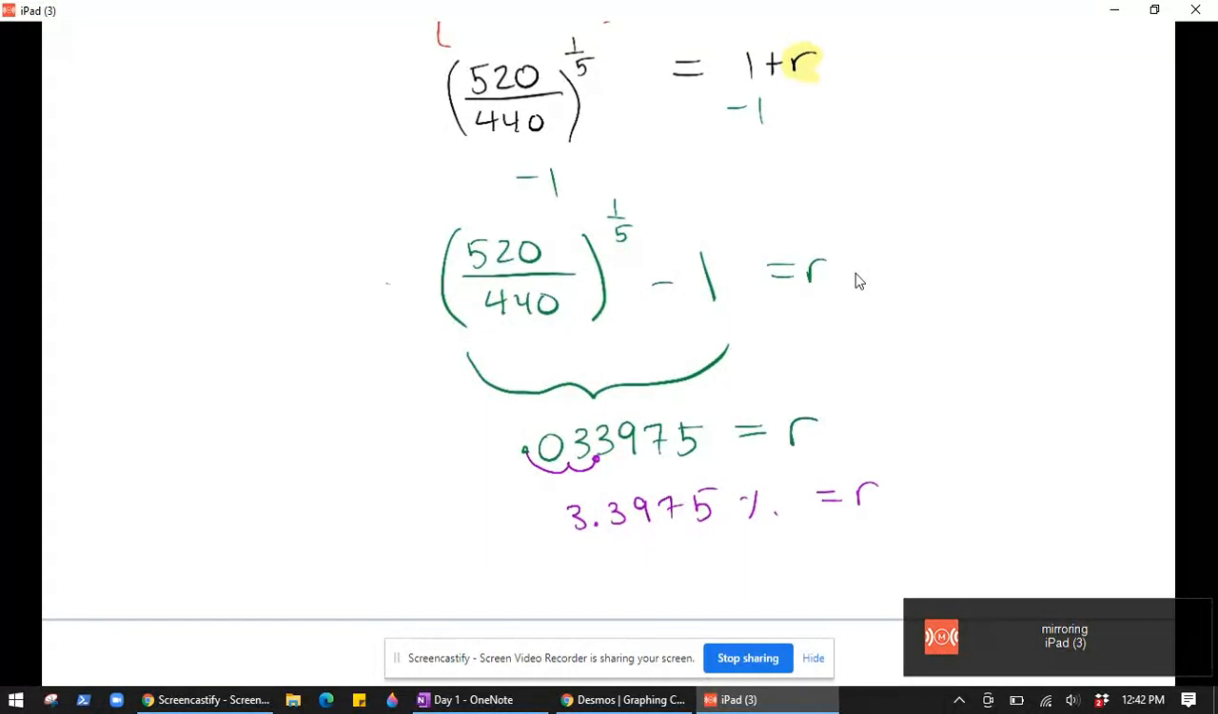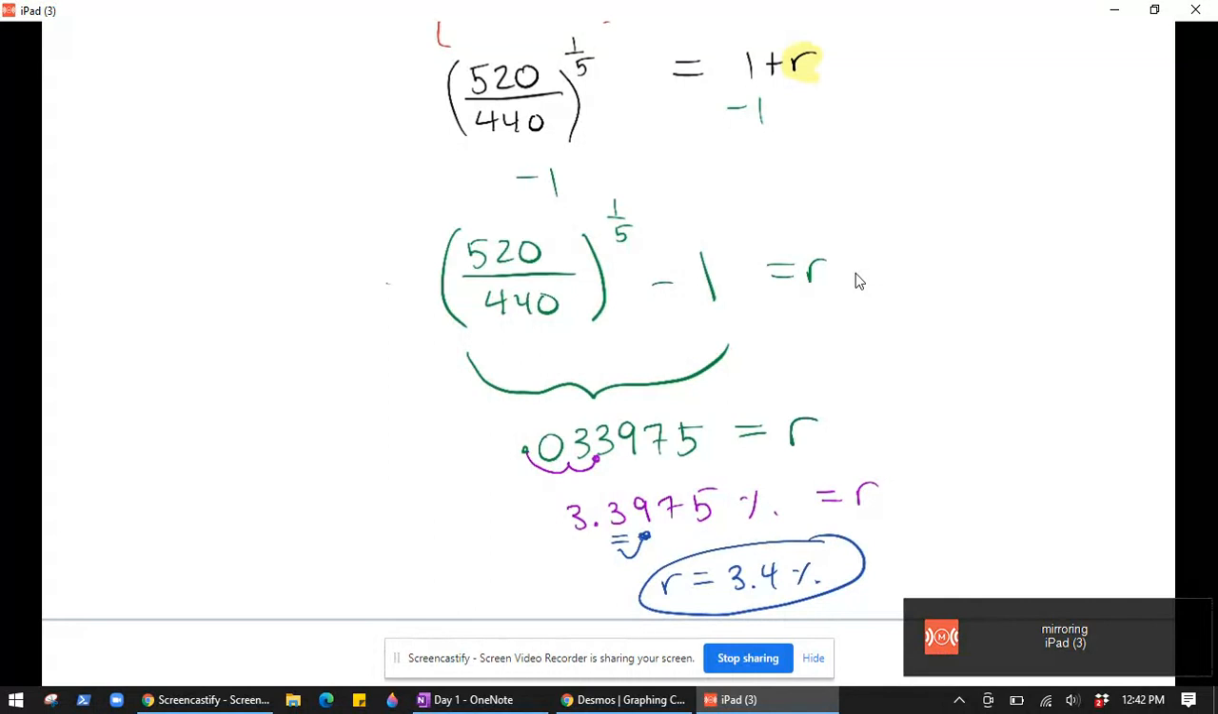But the nearest tenth of a percent would mean that I go to the tenths place, I examine the number to the right of it. That's a 9, which tells me I need to round that 3 to a 4. So my final answer is 3.4%.